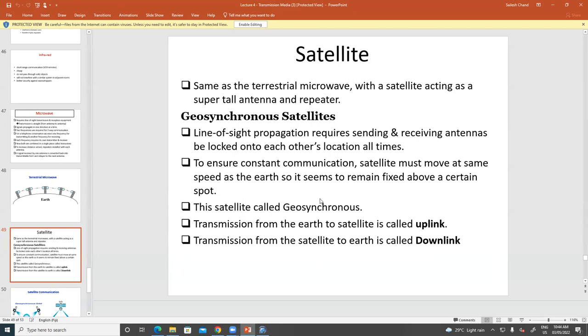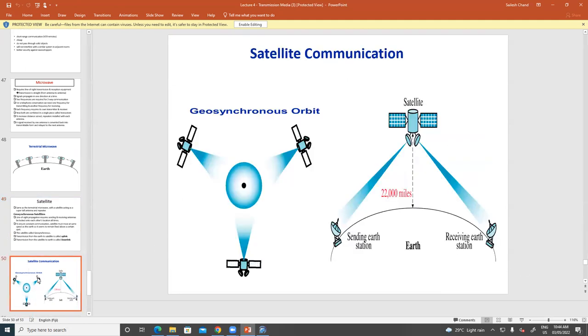And he says this satellite, the one that rotates, is called the geosynchronous satellite. Transmission from the Earth to the satellite is called uplink, and the transmission from the satellite to the Earth is called the downlink. Okay, so geosynchronous satellite here means they rotate according to the Earth. And the other example showing, they are situated somewhere around 22,000 miles above the Earth.